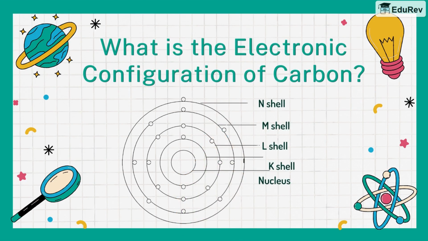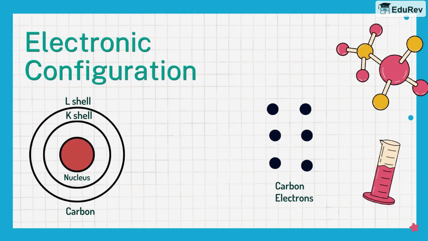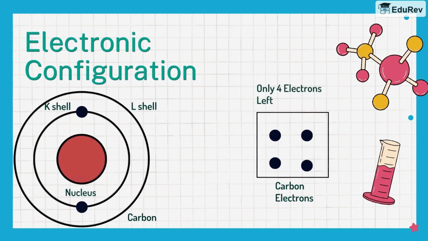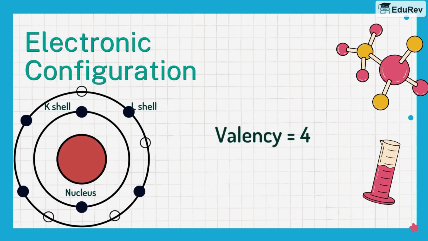As you have studied in class 9th, an atom has shells named K, L, M, and N. The K shell should contain 2 electrons, and the L shell should contain 8 electrons to be stable. Now carbon has 6 electrons. Let's fill these electrons starting from the innermost shell. 2 electrons go in K shell. Now L shell needs 8 electrons to be stable, but carbon now has only 4 electrons left. So, L shell will contain 4 electrons.